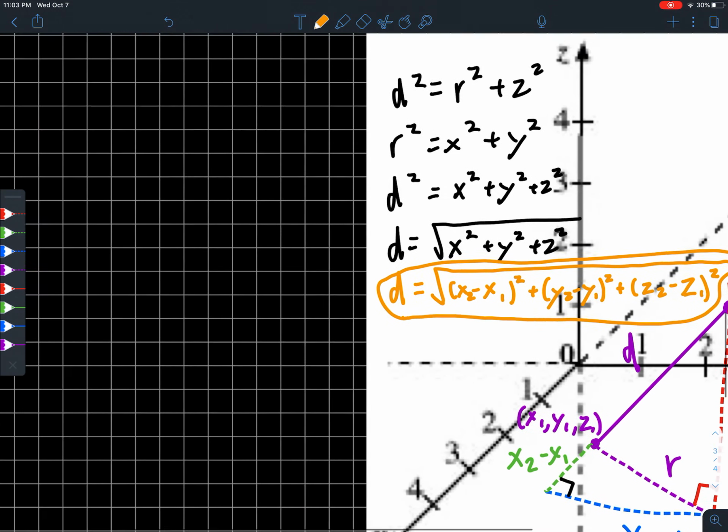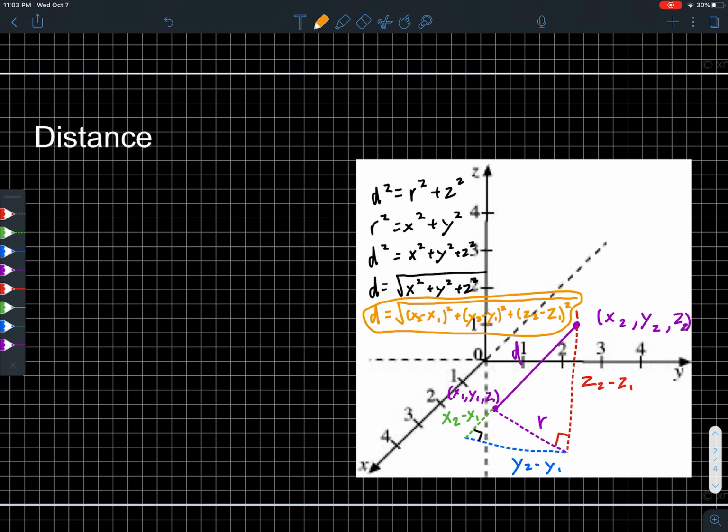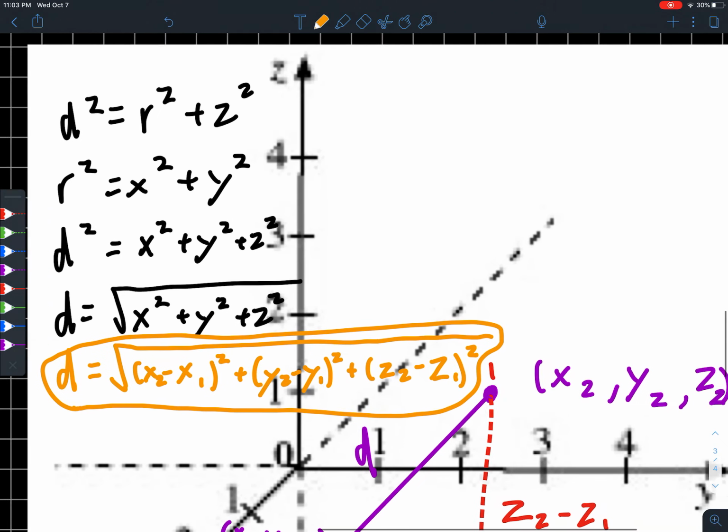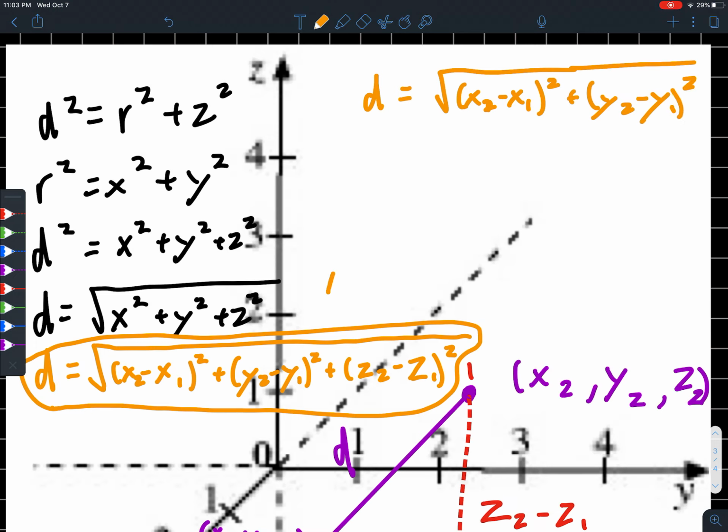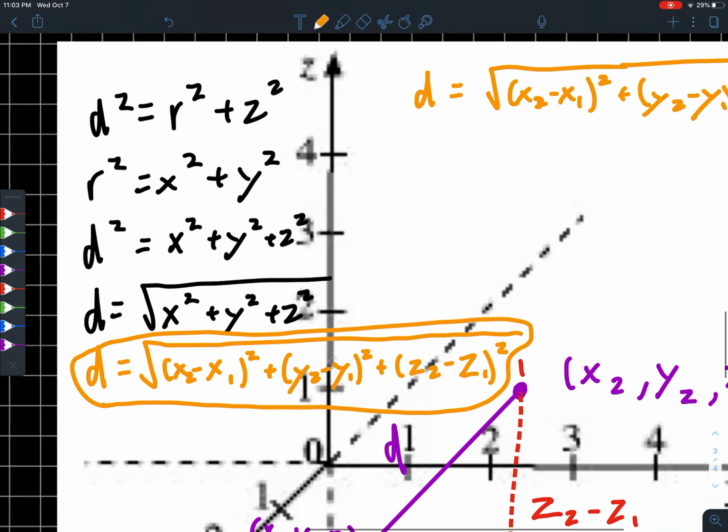And you'll notice that this looks just like our distance formula in 2 space, which is d equals the square root of x2 minus x1 squared plus y2 minus y1 squared. Same, except for this little z term. Add the z term. It really is that simple. Just add the z term.